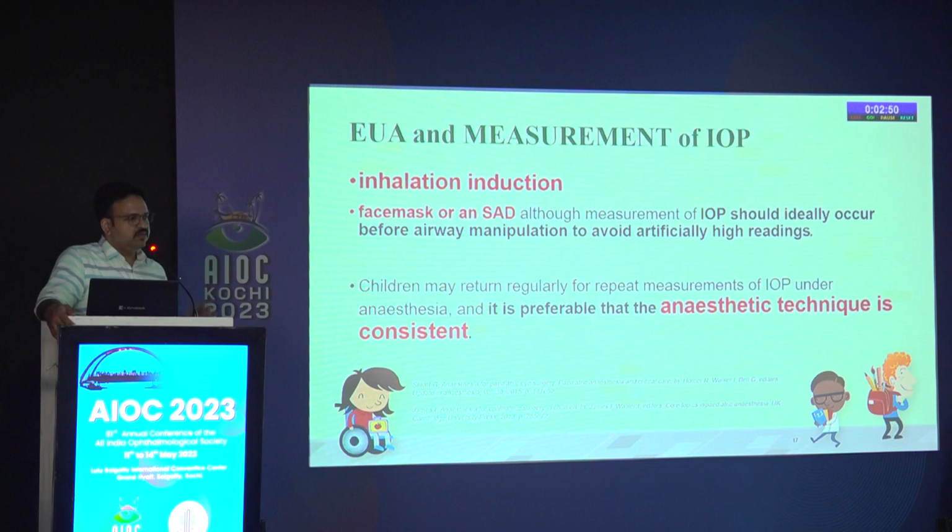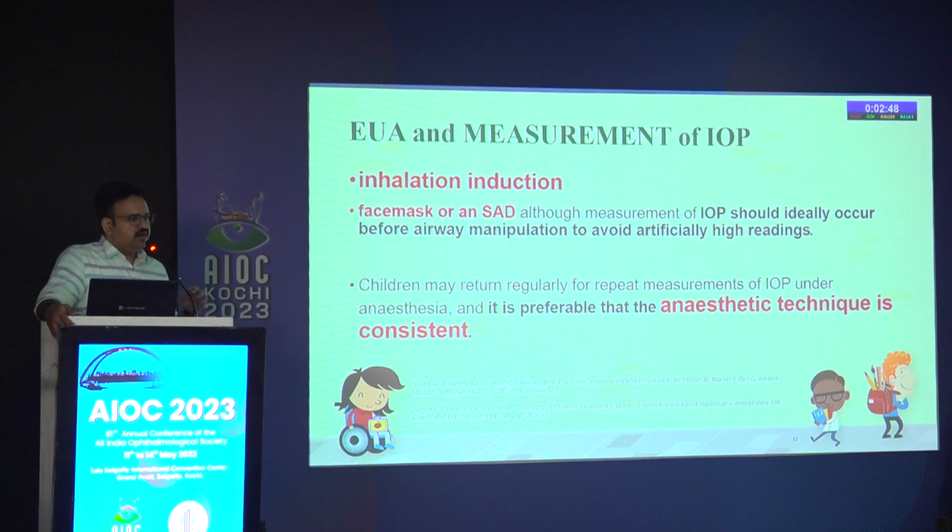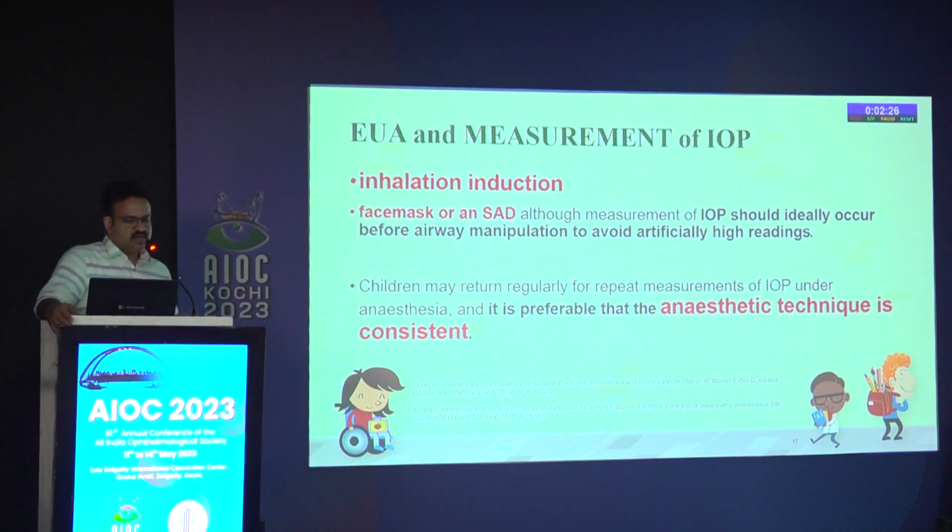So we induce the baby with the face mask. Then what we do is we tell the ophthalmologist to measure the IOP. Then we will keep the baby deep for the further procedures. And we keep our anesthesia technique consistent because these kids used to come again and again for measuring the IOP. So we keep our anesthesia technique consistent for the baby. We record our anesthesia technique and we keep it consistent for the baby.